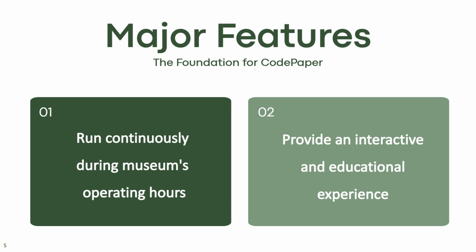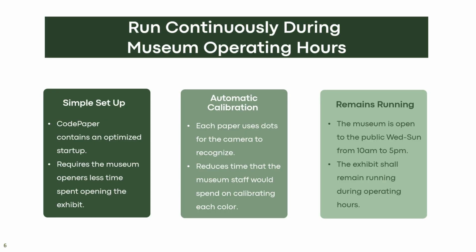The first is to run continuously during museum's operating hours, and the second was to provide an interactive and educational experience. Now, although there are only two major features, each feature is broken down into sub-features. So first, I'd like to talk about running continuously during museum operating hours. In order for this exhibit to run successfully during the day, we wanted to make sure that it could do three main things. First, that it could start very quickly and easily. The second is that the calibration would be automatic, and that it would remain running.